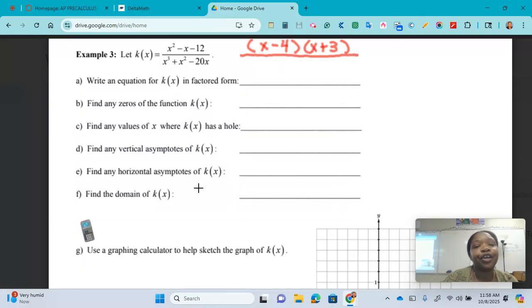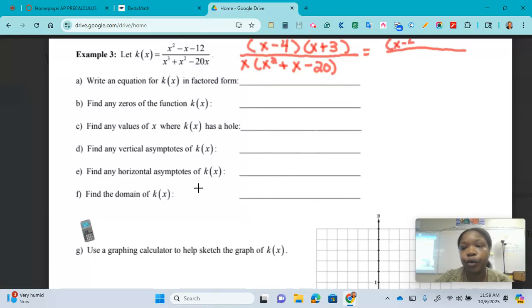In the denominator, what can we pull out of all of these terms? An x. All right, and when we pull out an x, we have x squared plus x minus 20. We need to factor that. Two numbers that multiply to give us negative 20 and add together to give us 1. Negative 4, positive 5.